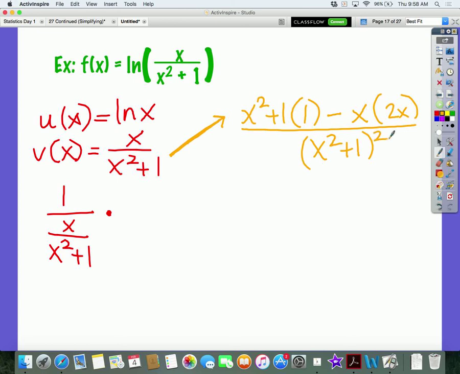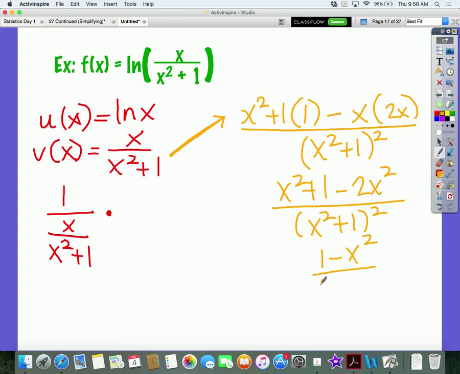Let's simplify this before we put it beside the red part. So we'll get x squared plus 1 minus 2x squared, all over low low. And Matthew, what does that give me? 1 minus x squared. This is what is multiplied.